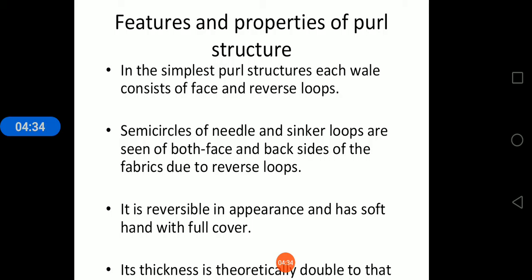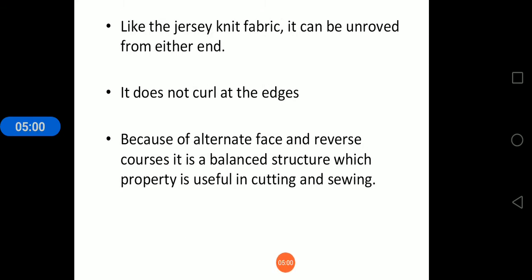Now the features and properties of purl structures. It is the simplest purl structure, each wale consisting of face and reverse loops. Semicircles of needle and sinker loops are seen on both face and back sides of the fabric. Due to reverse loops, it is reversible in appearance and has a soft hand with full cover. Its thickness is theoretically double, like other knit fabrics. It can be unrolled from either end. It does not curl at the edges because of alternate face and reverse courses. It is a balanced structure, a property useful in cutting and sewing.